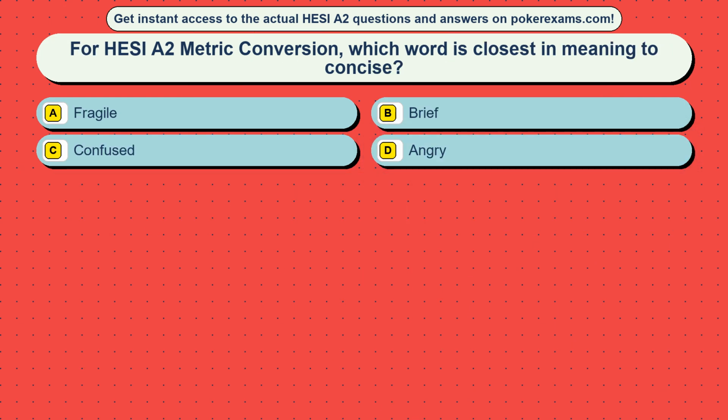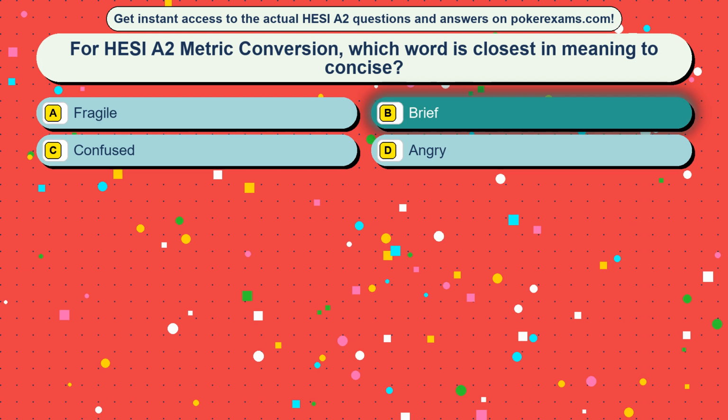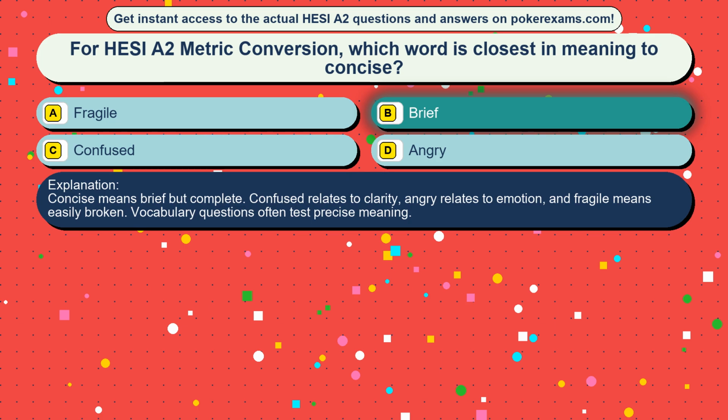Question 12. For HESI A2 metric conversion, which word is closest in meaning to concise? Option A fragile, option B brief, option C confused, option D angry. The correct answer is option B, brief. Concise means brief but complete, confused relates to clarity, angry relates to emotion, and fragile means easily broken. Vocabulary questions often test precise meaning.